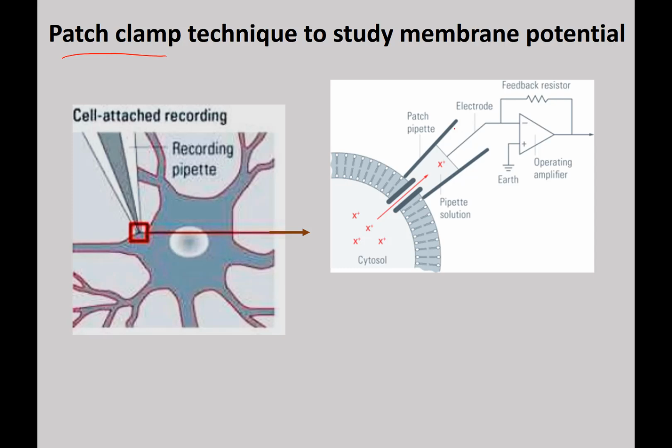So you have this pipette tip, and I'll be drawing it like this. It's a little pipette tip. There's liquid here, it's attached to an electrode, and it can measure the membrane potential, the difference in the charges. This is just showing you you're really patching or clamping onto a very small part of the membrane.